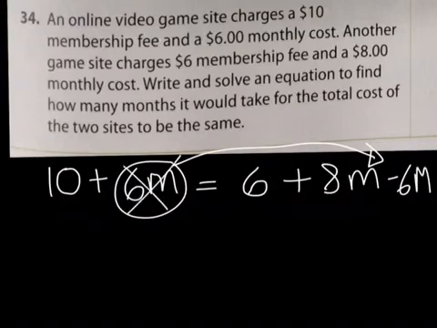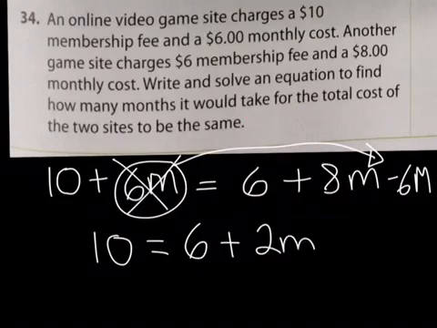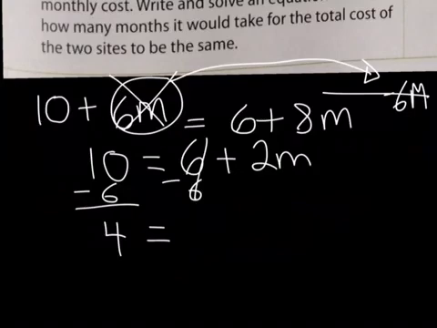Got it? So it's no longer there. And it's 10 equals 6 plus 2m, right? Because 8m minus 6m is 2m. There we go. And now I can go ahead and subtract the 6 from this side. I subtract 6 to get rid of the 6, and I subtract 6 from this side. And it becomes 4. So with that 4 and this being gone, I have 2m left.